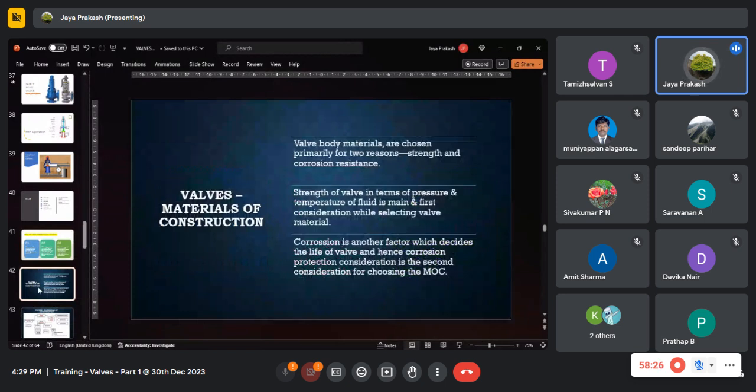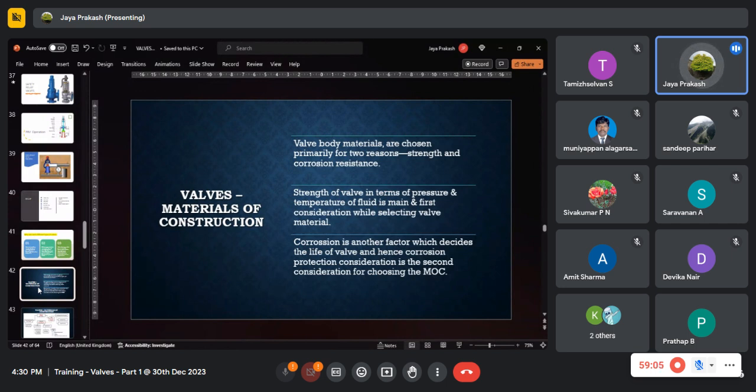Then comes the valve's material of construction. Valve body materials are chosen primarily for two reasons: strength and corrosion resistance. These are the two main reasons based on which the body material of valves is chosen. Strength of valves in terms of pressure and temperature of the fluid is the main and first consideration while selecting valve material. The pressure and temperature of the fluid in which the valve is going to be used is the main criterion to choose the material.